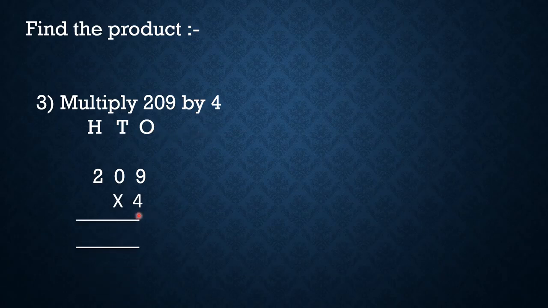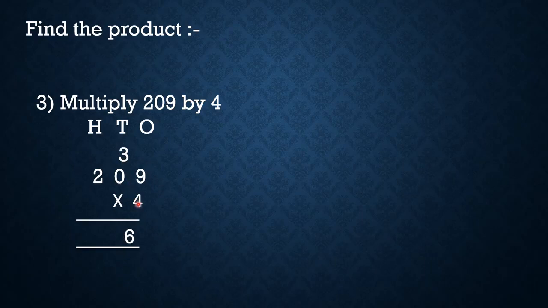Here we have to speak the table of 4 up to 9. So 4 ones are 4, 4 twos are 8, 4 threes are 12, 4 fours are 16, 4 fives are 20, 4 sixes are 24, 4 sevens are 28, 4 nines are 36. So 36 is a 2-digit answer. So we will write 6 here at ones place column and 3 will be carry over at tens place column.